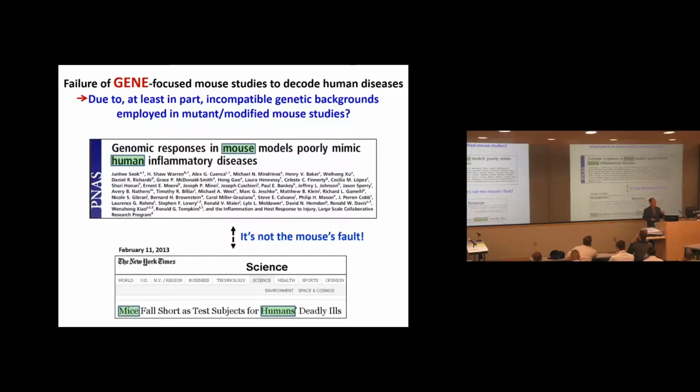In other words, for those gene-focused studies using mutant and knockout mice, when you are using inadequate controls, the data that you generate from those studies may not be that useful, and you may not be able to translate that into humans. So I like to say that it's not the fault of mice, it's a human fault.